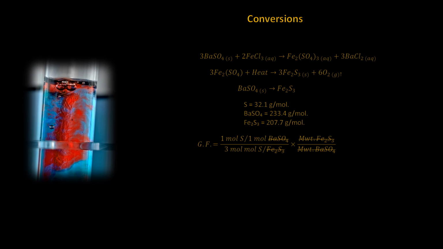Therefore, the gravimetric factor is equal to the 1 mole of sulfur multiplied by the 207.9 grams of iron 3 sulfide, divided by 3 moles of sulfur times 233.4 grams of barium sulfate. The gravimetric factor is thus 0.2967.